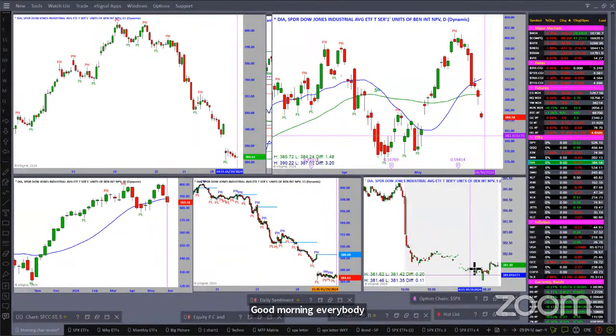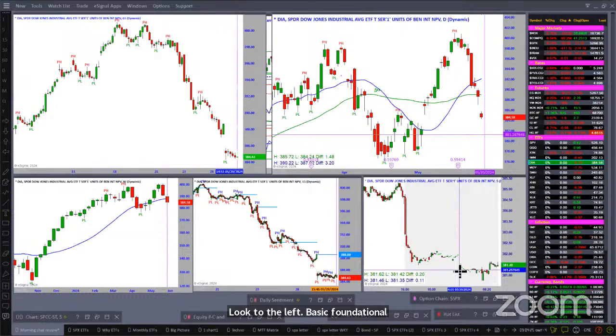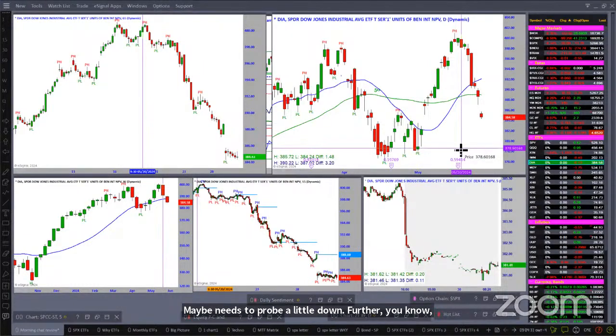All righty. So the Dow has reached its destination and should stabilize here, right? Look to the left, basic foundational stuff. You see the cursor where it is here overnight, up a little bit on the news, not a big deal. Maybe needs to probe a little down further. We'll just have to see.